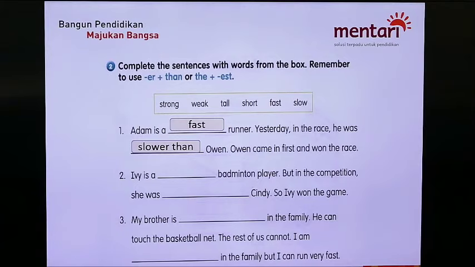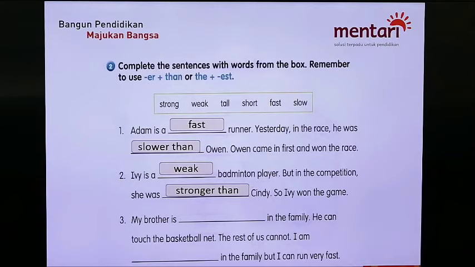And for number 2, we have Ivy is a weak badminton player. But in the competition, she was stronger than Cindy. So Ivy won the game. So even though Ivy is a weak badminton player, in the competition, she was stronger than Cindy. So Ivy won the game.